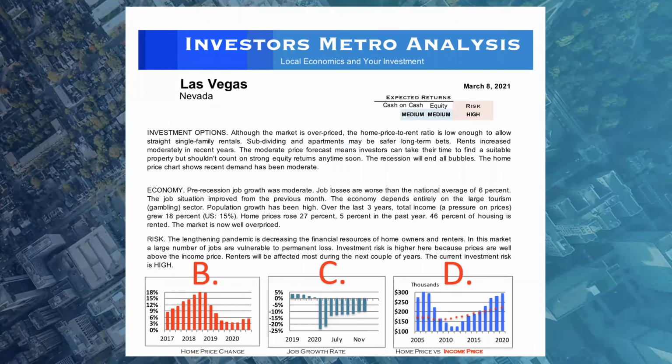In Las Vegas, all three charts point to a high risk rating. Chart B shows a price bubble with demand now much lower than before. Chart C shows a large and persistent loss of jobs, and chart D shows the market is sharply overpriced.